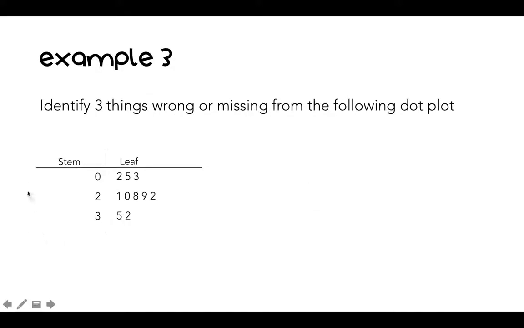Now, last example, I want you to write down 3 things that are wrong or missing from the following dot plot. So 3 things, then you're going to compare them. I'll give you 3, but you're going to talk about it with a friend as well. So pause it, write down 3 things. If you can't find someone who's up to the same point as you, then that's fine, just keep going.